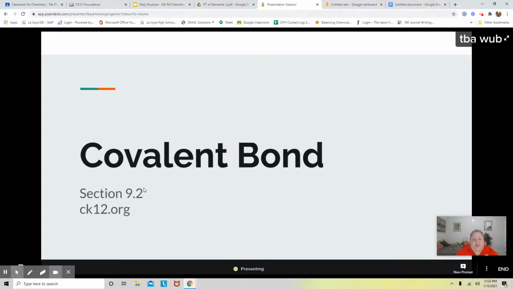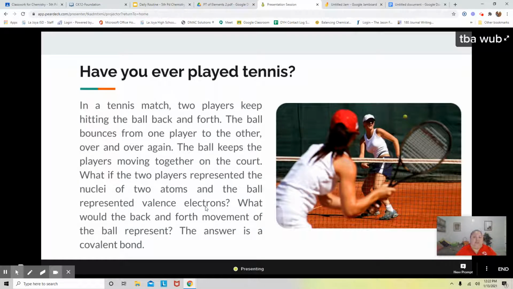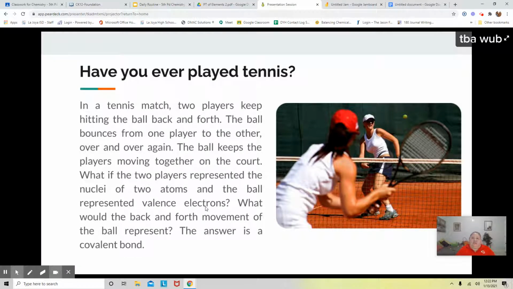Today we're going to be covering section 9.2, covalent bonds. And of course, this is the next section on your CK12 packet. Now, we touched on this topic yesterday when we talked about chemical bonds. Chemical bonds has three categories or three types: ionic, metallic, and covalent. We already discussed the first two. We only need that last one, okay? And covalent, the lecture for today starts off with a question.